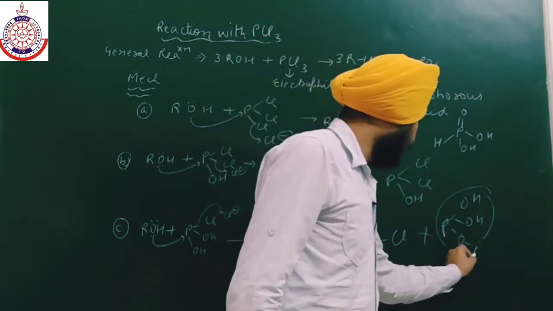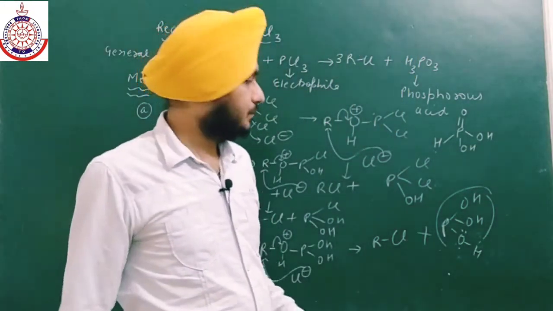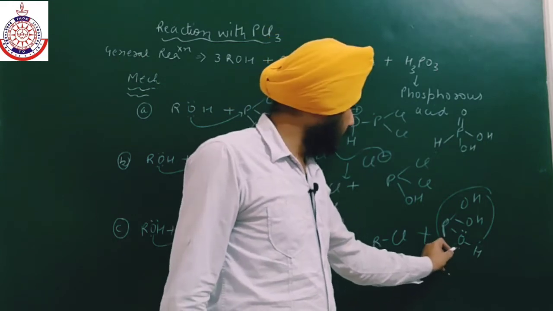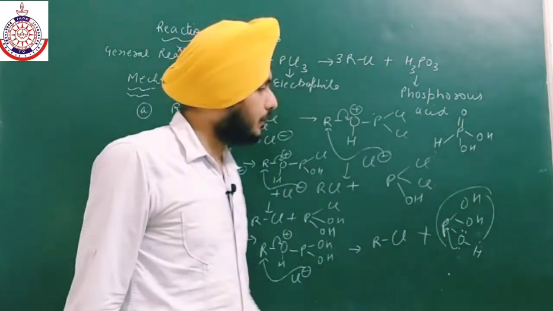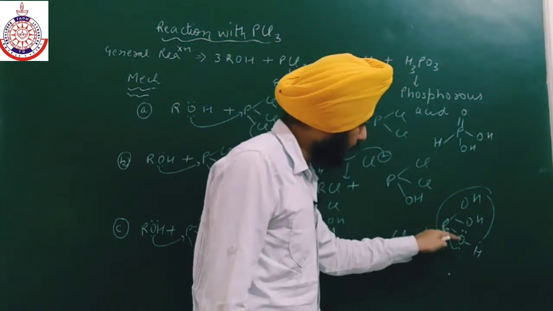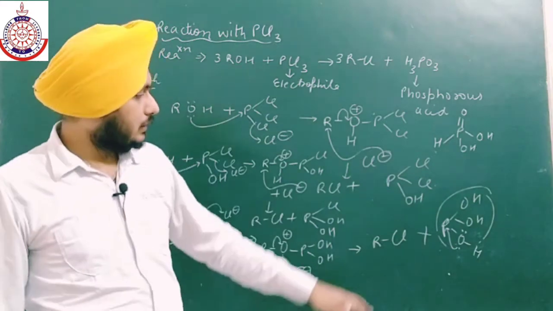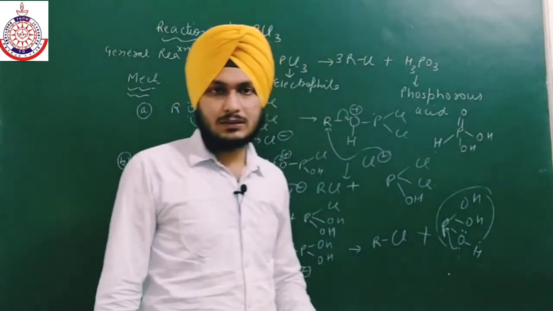Here we have O and H. Now the oxygen atom will coordinate or donate its lone pair to phosphorus in the vacant d orbital, and we will get a double bond over here, and then by accepting the electrons it will get a negative charge and oxygen will get a positive charge.